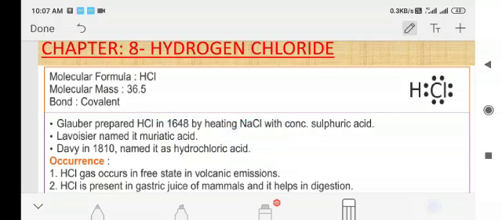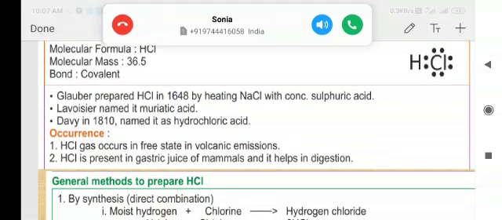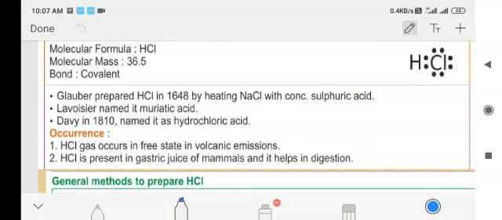Okay. Then in the introduction part, a few more points. That's about occurrence. Occurrence means where you will find it. In occurrence, the first thing is HCl gas is found in volcanic regions where volcanic emission takes place. Second thing is HCl is present in the gastric juice of mammals. That means even human beings contain this gas, HCl gas, in their stomach. So these are the two areas where you will find HCl gas.